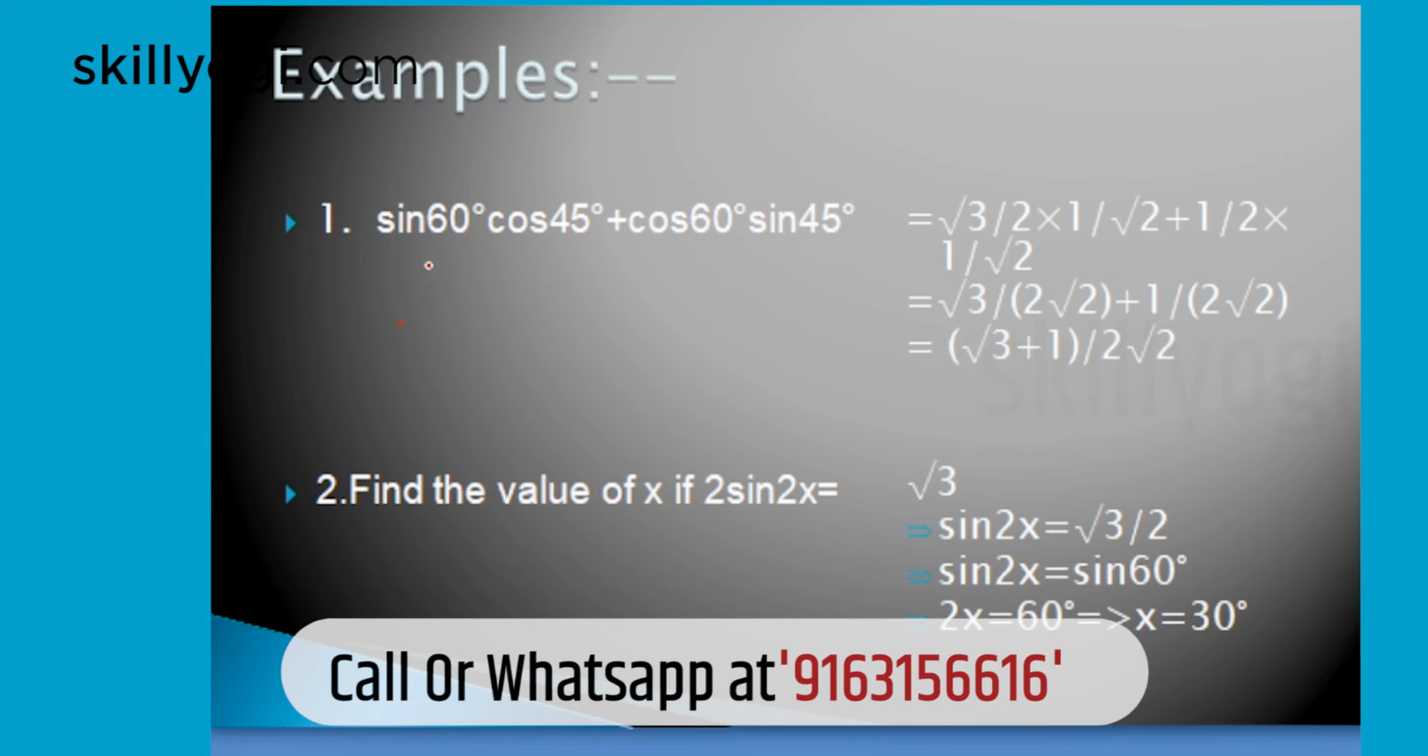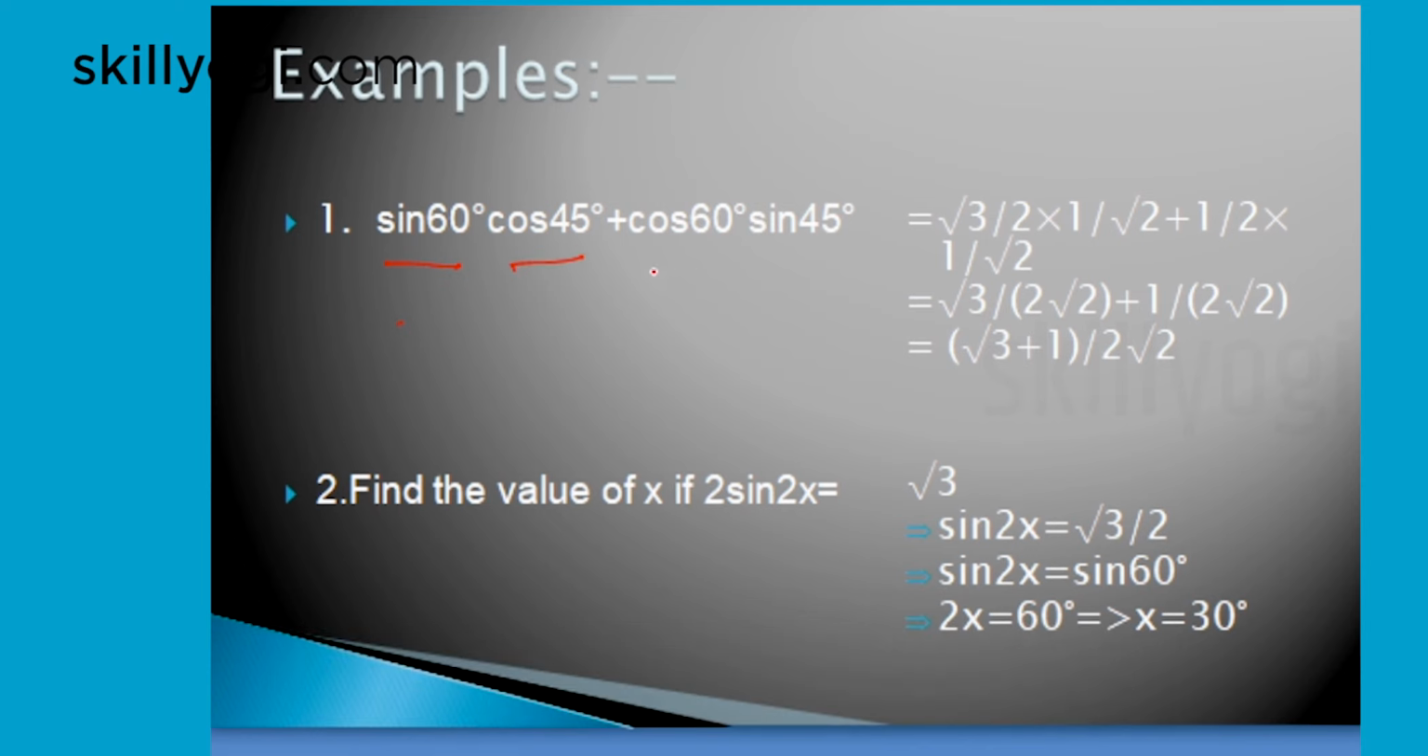what we have learned. Sin 60 into cos 45 plus cos 60 sin 45. Once you have done with the chart, it's very easy to do each and every sum of this kind. Values of sin 60 degree, root 3 by 2. Cos 45, 1 by root 2. Cos 60, 1 by 2. Sin 45, 1 by root 2. After simplification, we are getting root 3 plus 1 whole by 2 root 2. Easily you can do that.